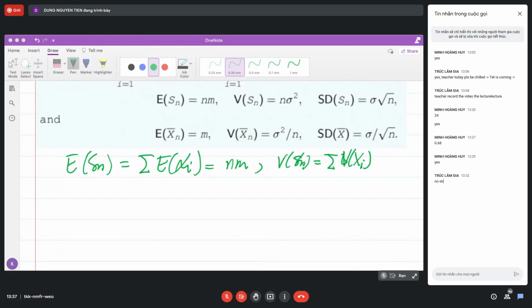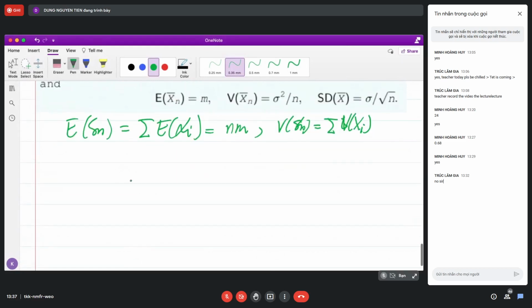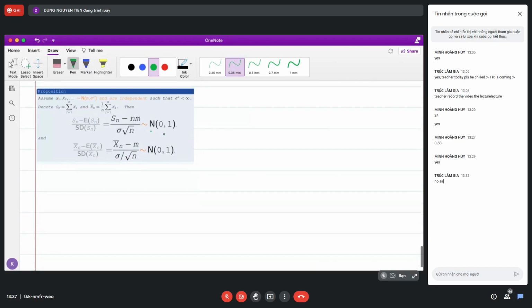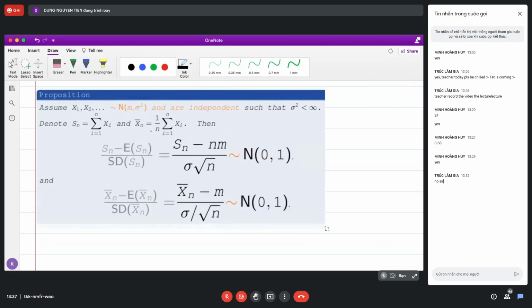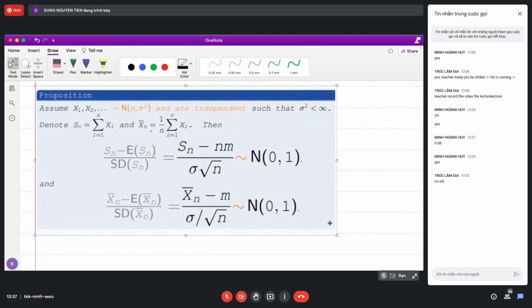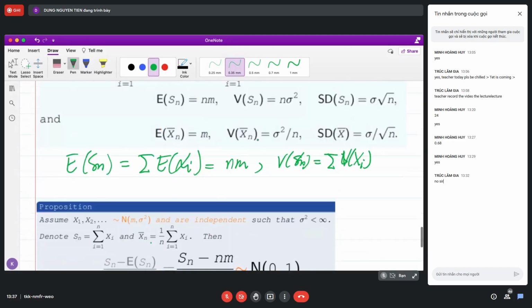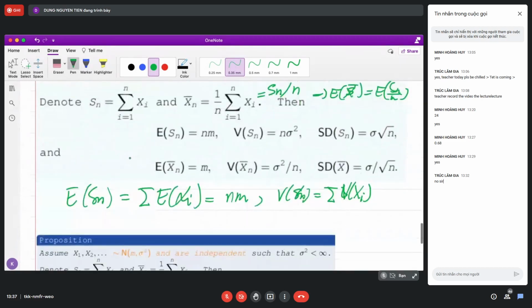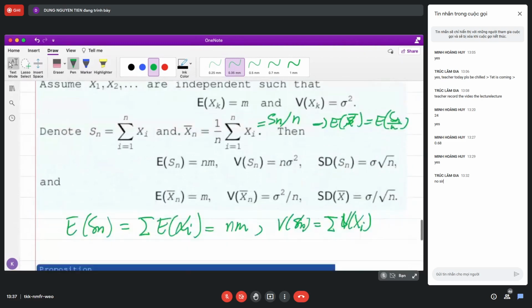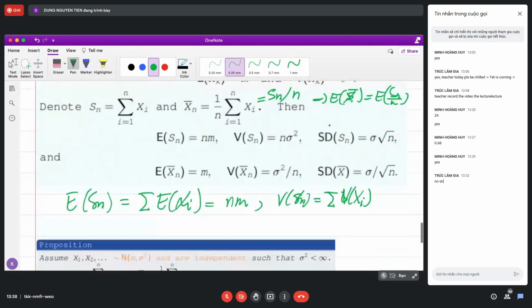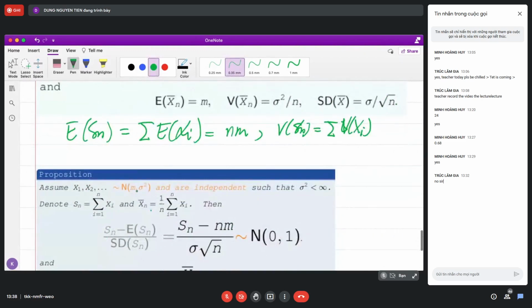Then we have the following results. Suppose that all the xi have normal distributions with the same mean, the same variance, and they are all independent. So we have more assumptions here. They are not only independent with the same mean and the same variance, they follow the same normal distribution.